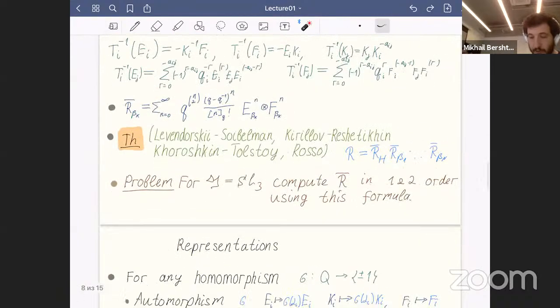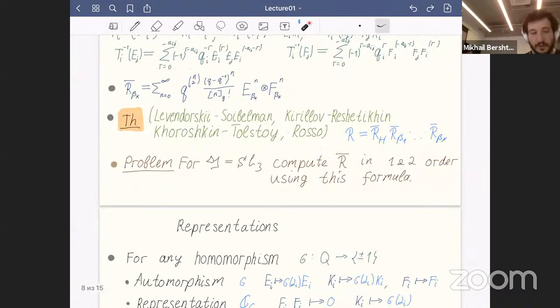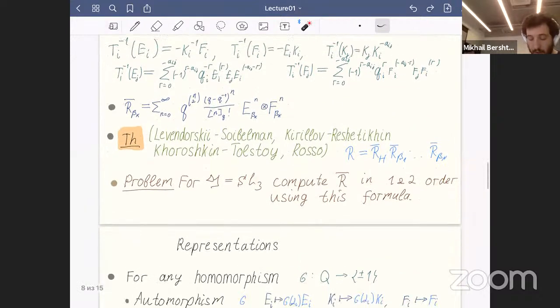Okay. I suspect that some sign is wrong, but I would double check it, or maybe you will. Okay.